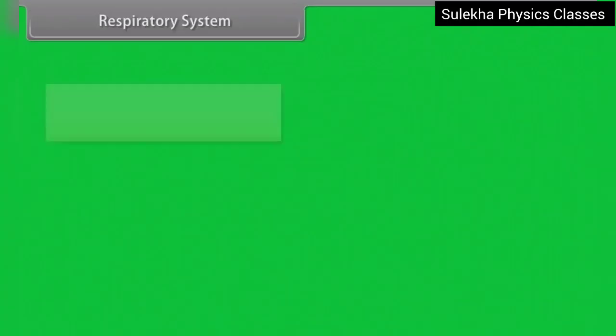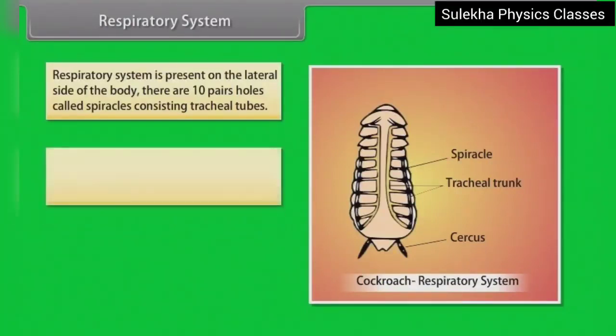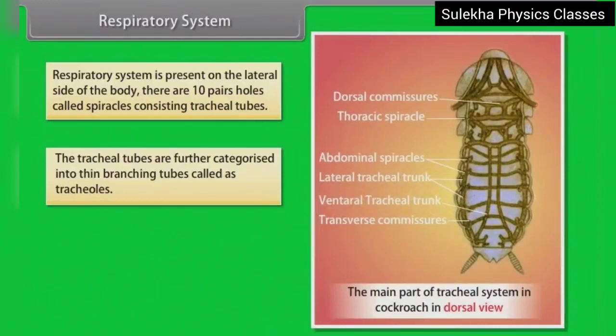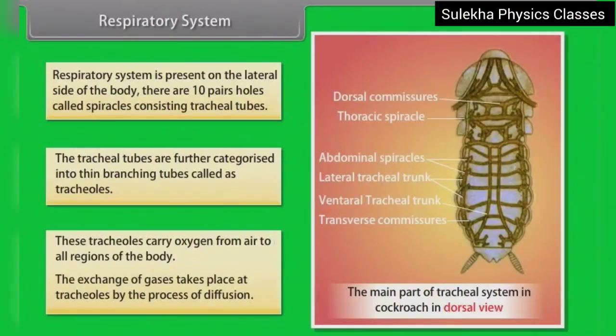Respiratory system. The respiratory system is present on the lateral side of the body. There are 10 pairs of holes called spiracles, which lead into tracheal tubes. The tracheal tubes are further divided into thin branching tubes called tracheoles. These tracheoles carry oxygen from the air to all regions of the body. The exchange of gases takes place at the tracheoles by the process of diffusion.